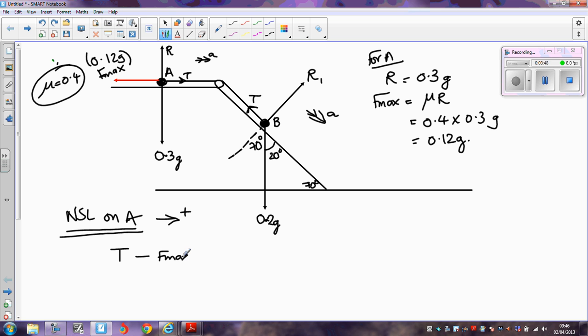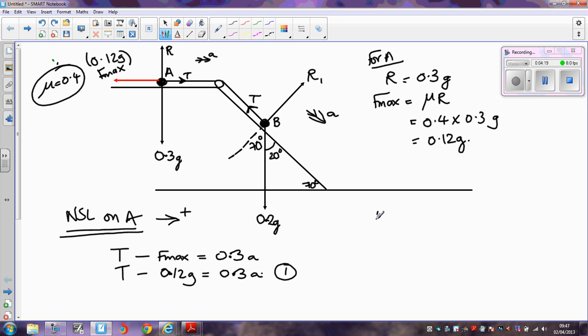So T minus F max, that's the resultant force on A, is equal to the mass, that's 0.3, times the acceleration, so that's 0.3a. And we've just found out what F max is. F max is 0.12g, so T minus 0.12g is equal to 0.3a. Now there's nothing I can do with that, there are two unknowns, the a and the T, so I'm just going to leave it as it is for now.